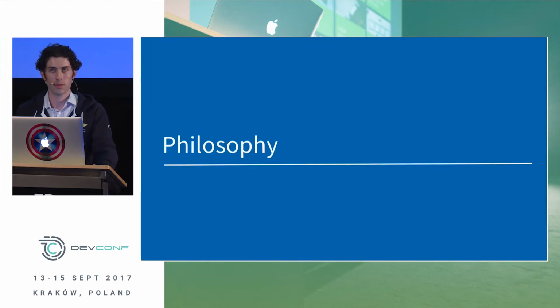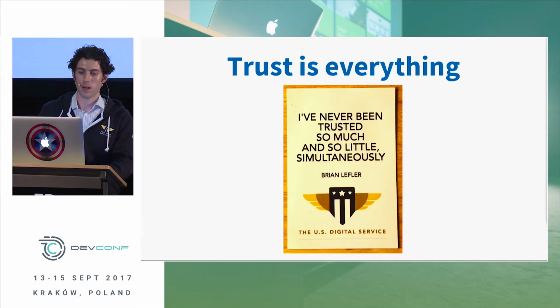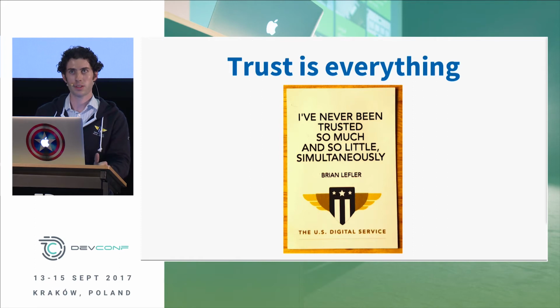So a bit about my philosophy for what makes a good team. I believe that trust is the most important thing. This is a sticker from the US Digital Service. When people say funny things, we put them on stickers and hand them out. And this was one of my colleagues who had the experience of being given incredible powers to do all sorts of things in certain areas, whereas in other areas, he was incredibly limited and no one trusted him to do anything.